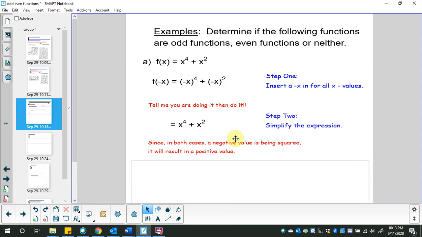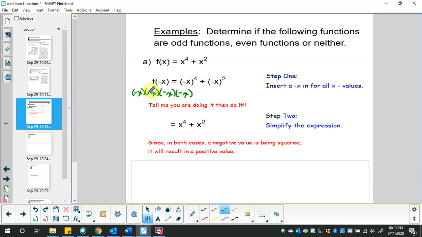Now the next step. Step number two is to simplify the expression. So I may need to dig out my pen here, because usually when I'm in a class, this is where I dig out my pen. So I'm going to use green just for kicks. So negative x multiplied by negative x multiplied by negative x multiplied by negative x, which is exactly what negative x to the fourth is. x times x times x times x is x to the fourth, and 4 negatives being multiplied by each other.